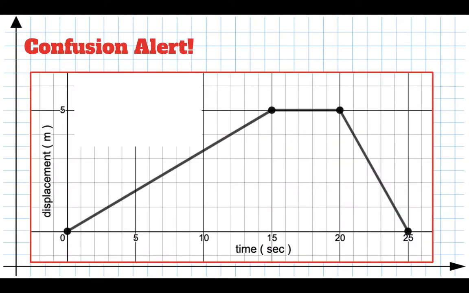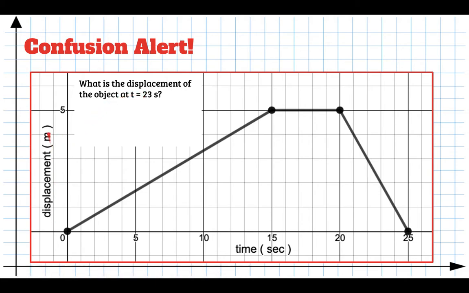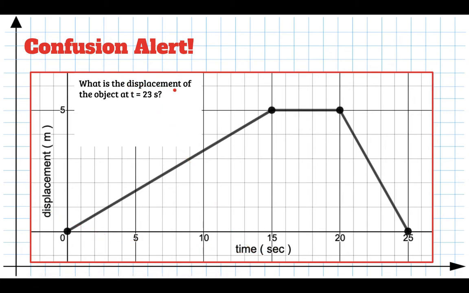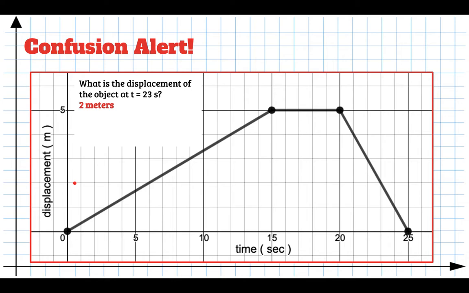Now, a couple things you want to watch out for that tend to lead to confusion. Often when you ask questions about a graph, it gets confusing whether they're asking you for the value or for the slope of the graph. So here's an example. If I say what is the displacement of the object at 23 seconds, because I am looking at a displacement versus time graph, if somebody asks you for the displacement, we are asking you to just read the value of the graph. So if you go to 23 seconds here, and you go up till you hit the graph, and you go over, that is 2. So the displacement is 2 meters.